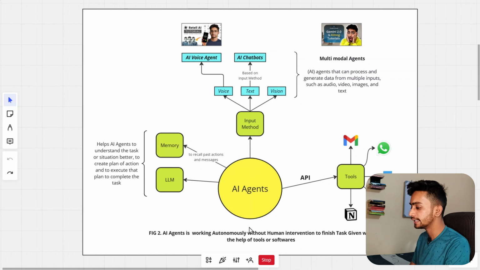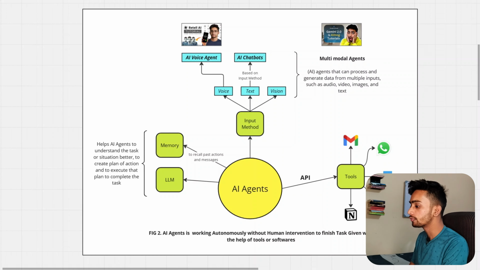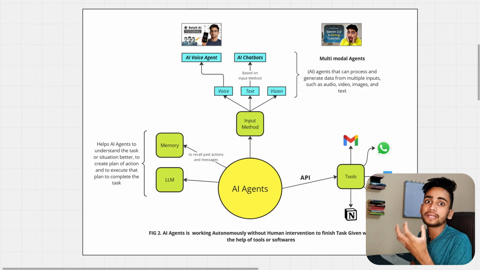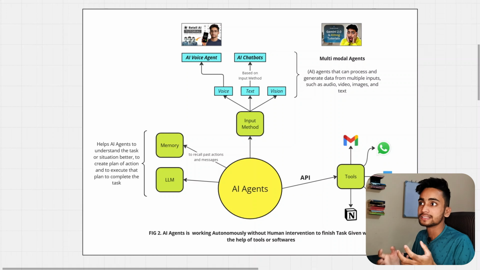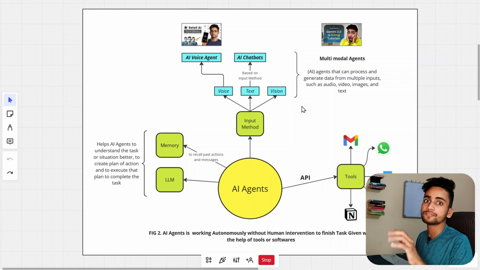You can see AI agents can access all the tools that a computer can run using APIs. Then they have different input methods. Humans don't need to manually give each and every step-by-step input to AI agents. They can understand natural human language, like how we are talking. A similar language they can easily understand. So there can be three input methods: voice, text, and vision. Based on the input methods, there can be different types of AI agents.